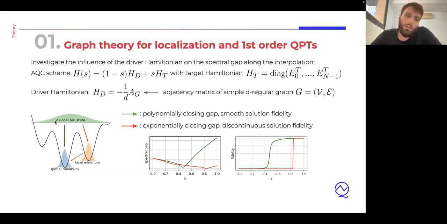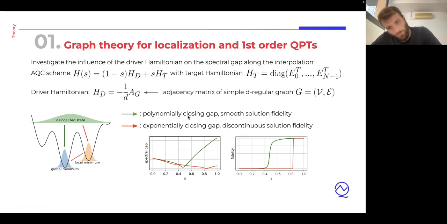And how does this work? Well, in the beginning of the annealing, the ground state is going to be in the delocalized state, which is just the ground state of the driver Hamiltonian. And as we tune from s equals 0 towards s equals 1, eventually the ground state has to localize. Ideally, it will localize in a global minimum directly, which will then give us the solution to our optimization problem, like this green arrow process here.